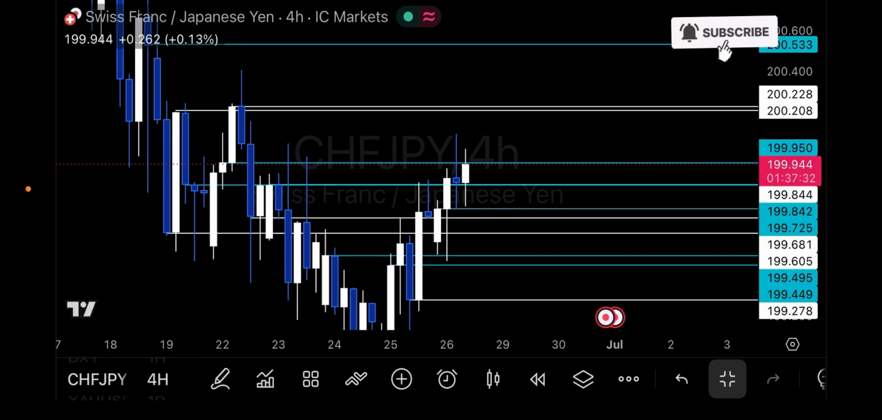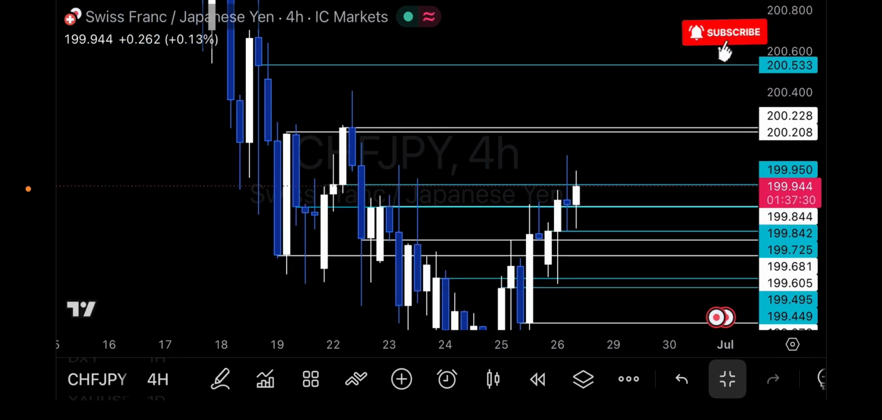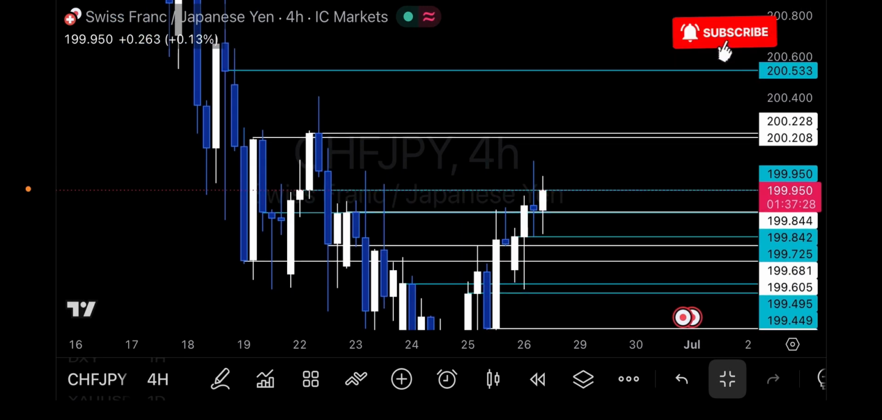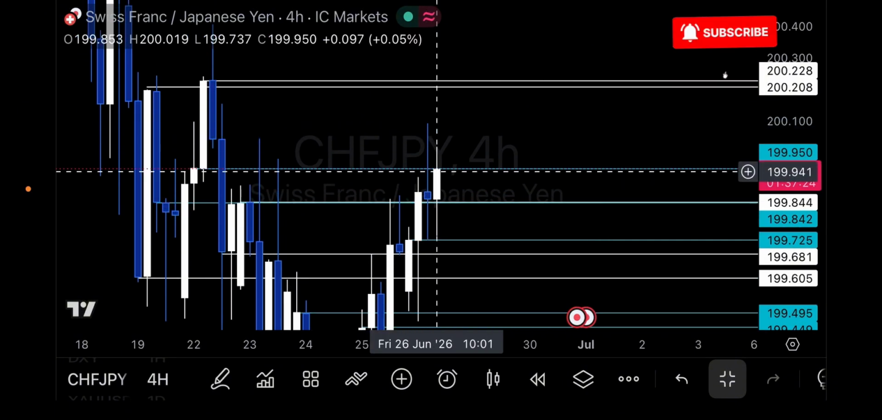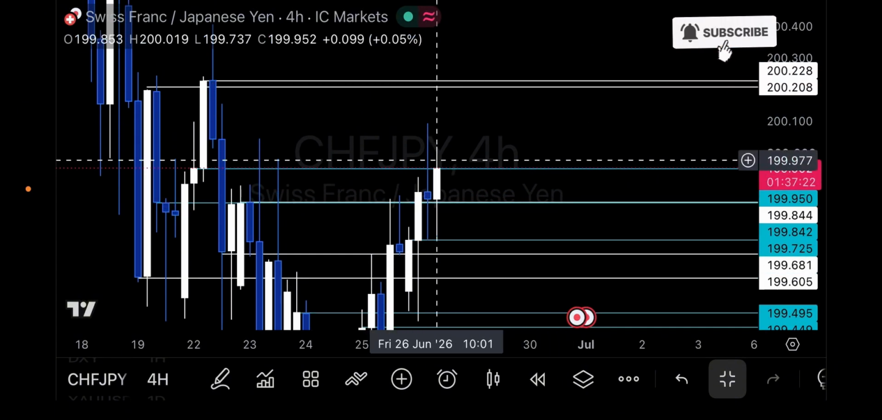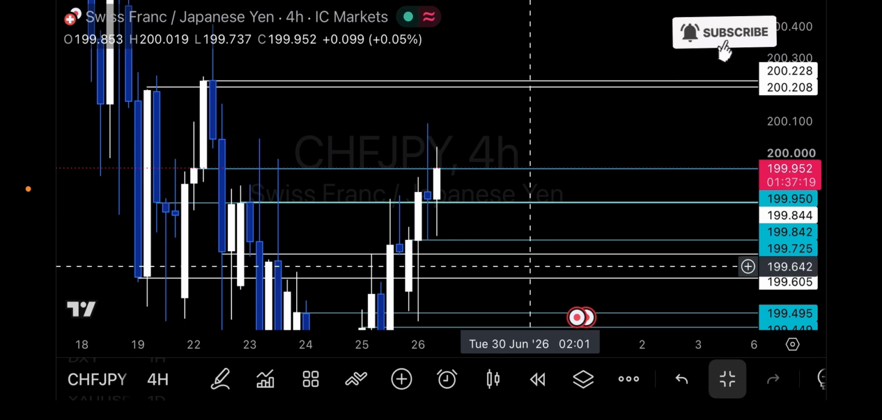So as I said before, we have three major levels: the A levels, the V levels, and the kissing candle. Any level that is above current market price is known as your resistance, and any level that is below current market price is known as your support.